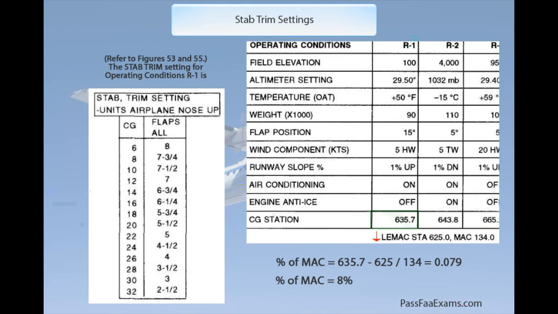Now we go back to figure 55 and we use the left side and we find 8, go across to find a setting of 7 3/4 ANU, airplane nose up. That is your correct answer.